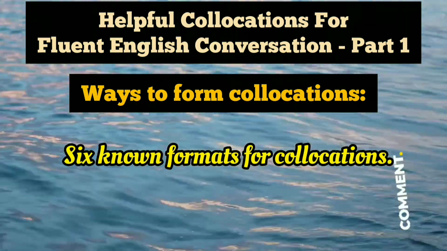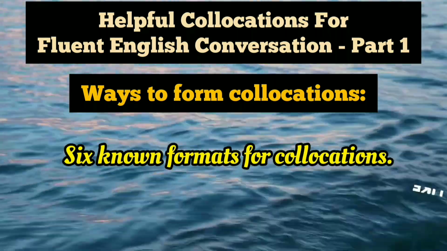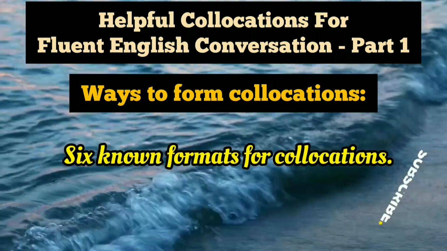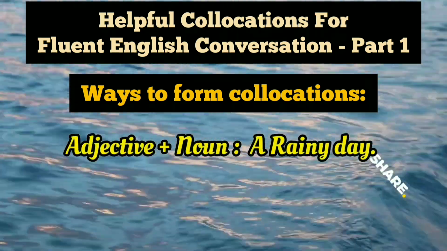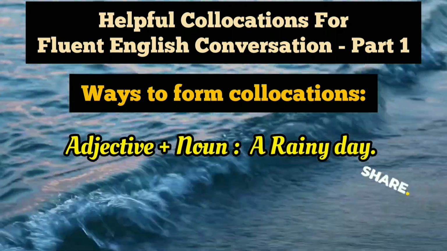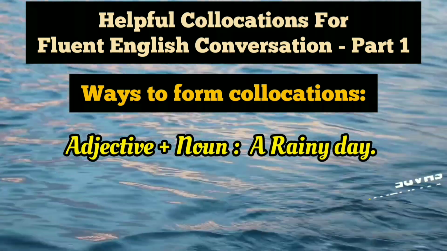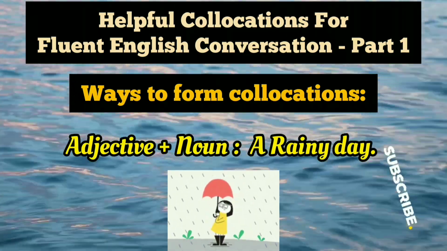As you see, there are 6 known formats for collocation. Apart from that, there are more also, but I'm discussing 6 formats over here. The first is adjective plus noun. As you see, the example is on your screen, a rainy day. I'm talking about a rainy day, combining adjective plus noun. So this is an example of a collocation formed by combining adjective plus noun.